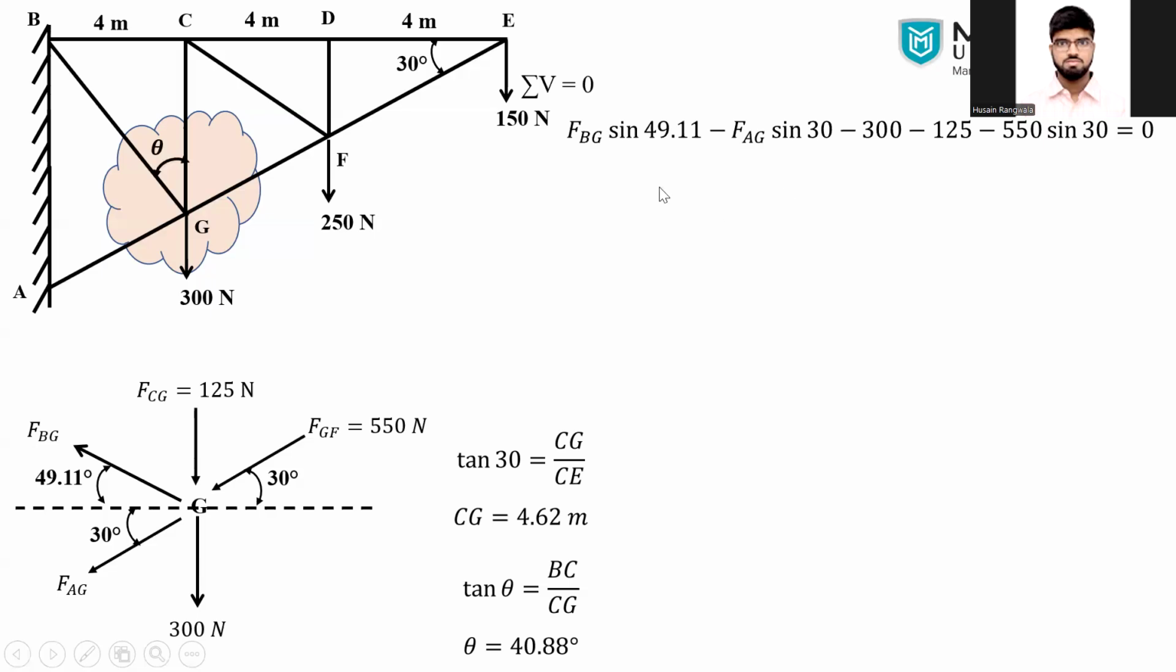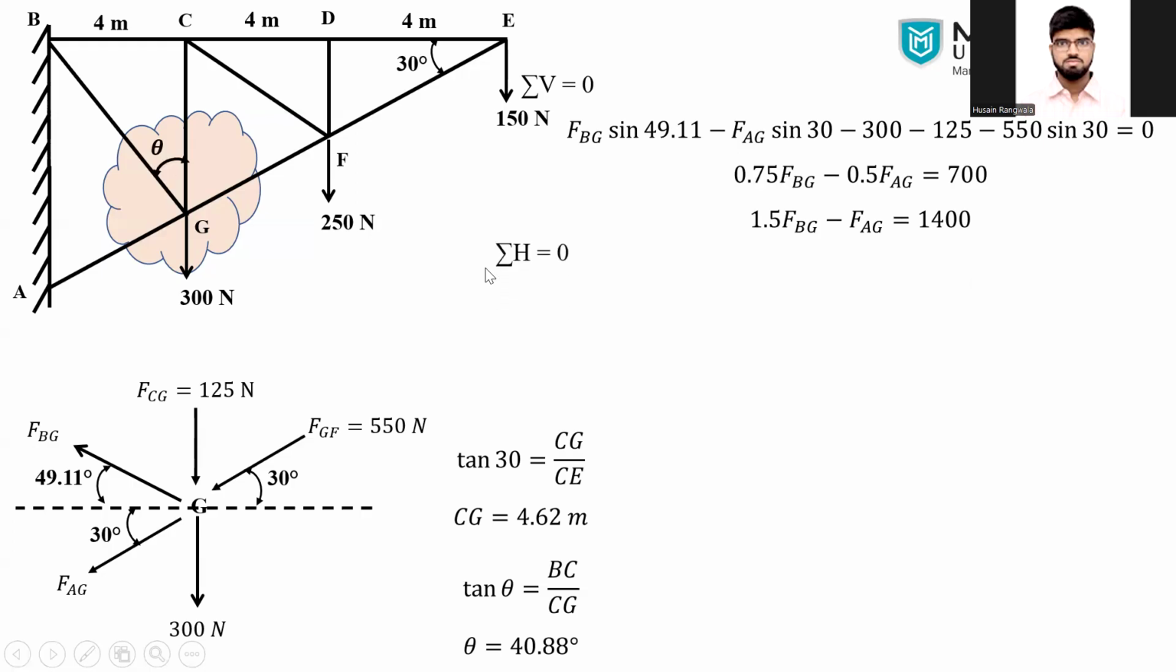550 sin 30. So if we are going for it, there are two inclined forces unknown. We have to make an equation, and if we are simplifying this equation, it's something like this: 1.5 FBG minus FAG equal to 1400.